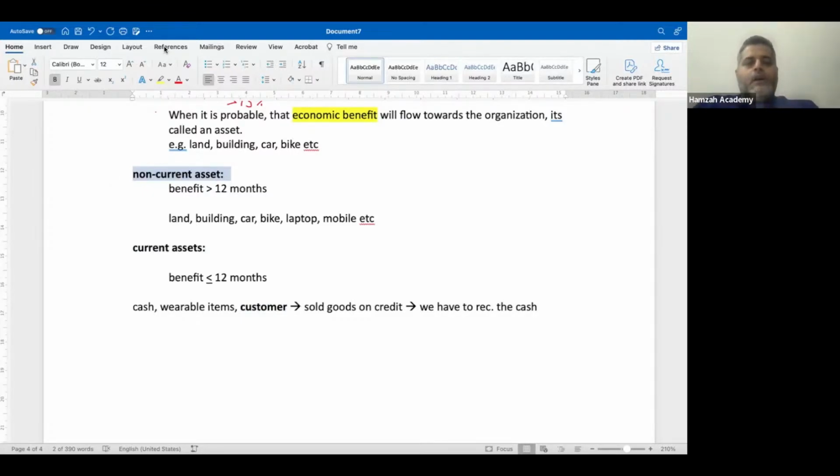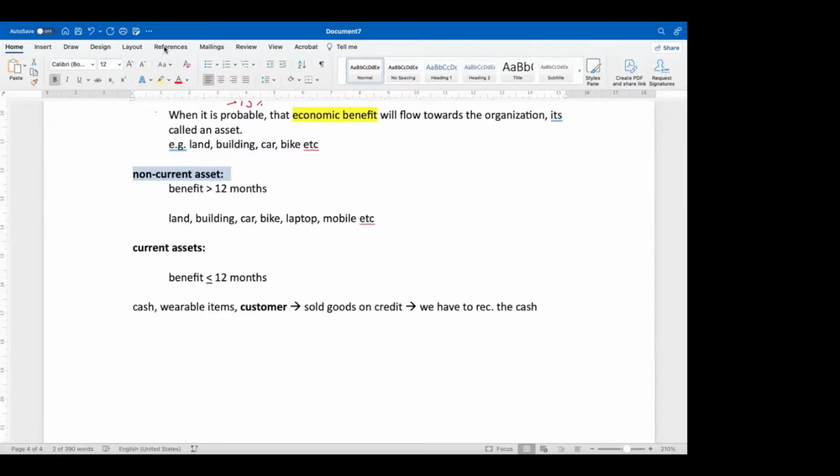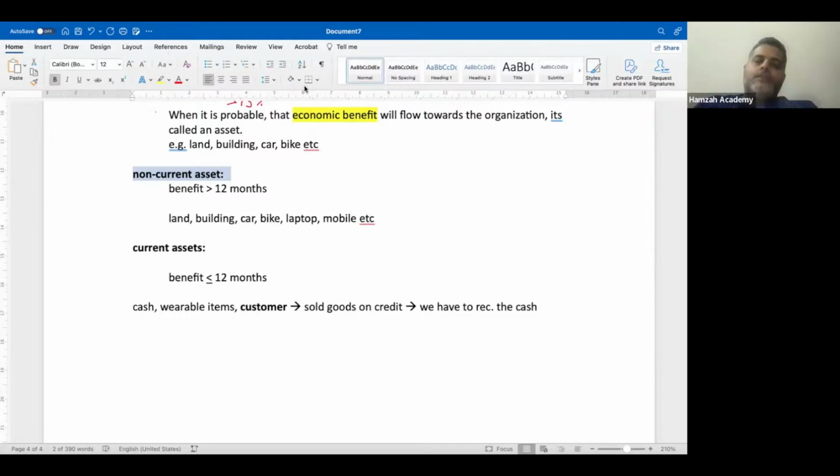Now, just for the sake of understanding, Miss Amira, please kindly unmute yourself and tell me about one of your assets. Come on, hurry up. My mobile. Okay, I've already mentioned the mobile. Please tell me any asset which is not written over here. For example, land, building, car, bike, mobile, laptop, right? These are the ones which I have written over here. Tell me something other than this.